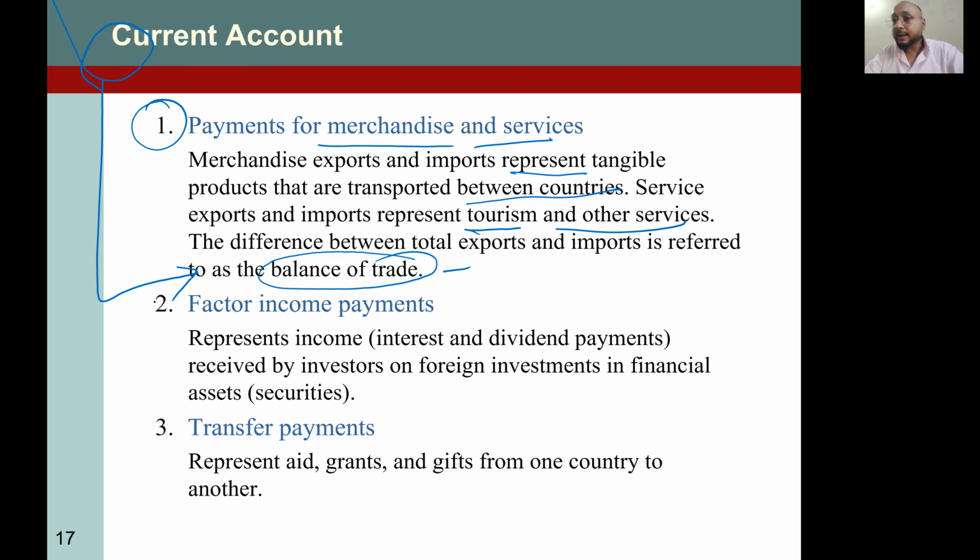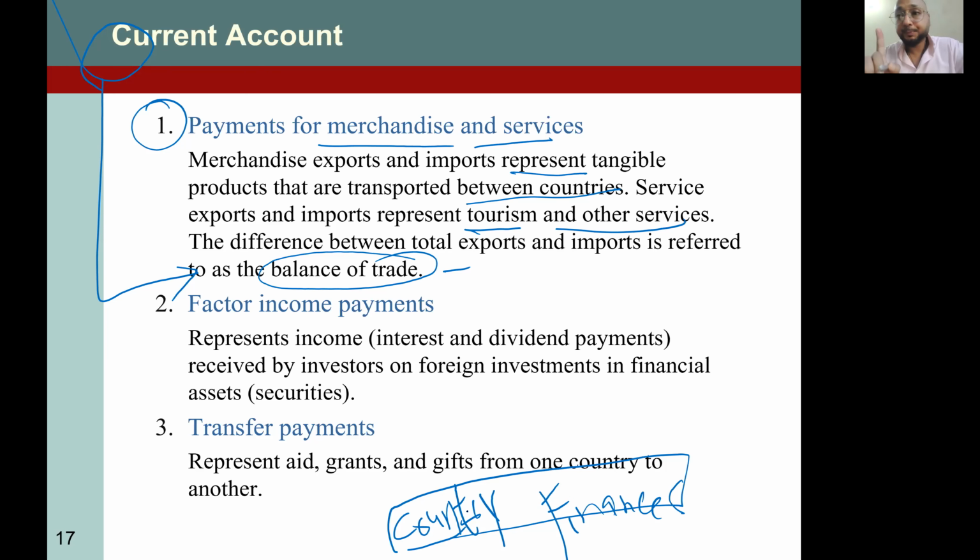So right now, what we are dealing with is country finances, not the company. We talk about the international financial environment with respect to MNCs, right? But right now, what we are talking about is how countries interact with each other. So you need to be very, very careful here. How countries are connected with one another.